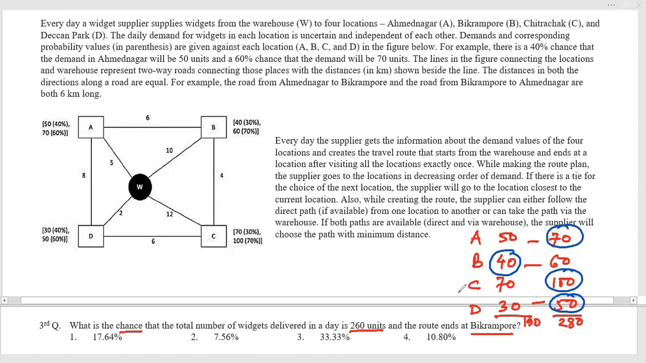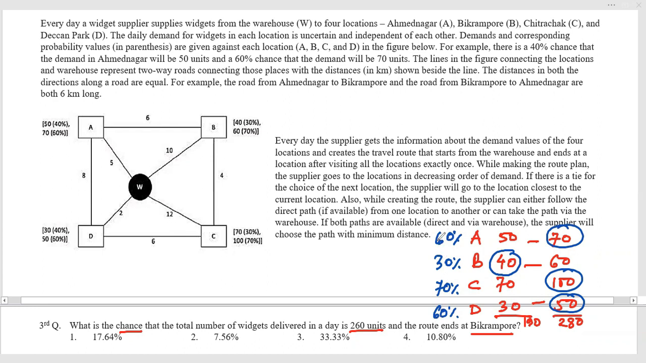And for C, what is the probability of traveling for this 100, these particular demand? That will be 70%. What is for B? B, for 40, will be 30%. For A, 70, it would be 60%. And for D, for 50, it would be 60%. Now, to get this particular probability, we need to go on multiplying them.